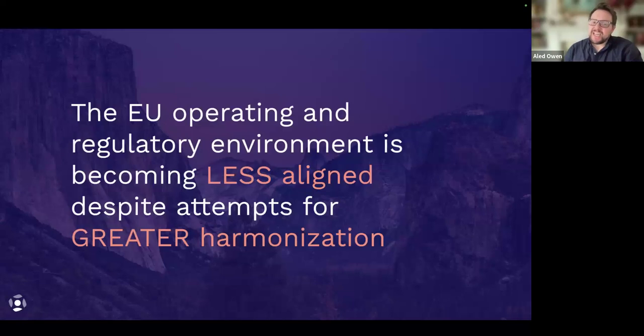So if there is only one takeaway from this webinar, it's this: that the EU operating and regulatory environment is becoming more complicated and more complex, despite more regulation for harmonization. Fragmented KYC requirements cannot cut corners on experience and need global providers capable of adapting to a complex landscape to ensure compliance while minimizing friction for genuine customers and preventing unnecessary loss of revenue.